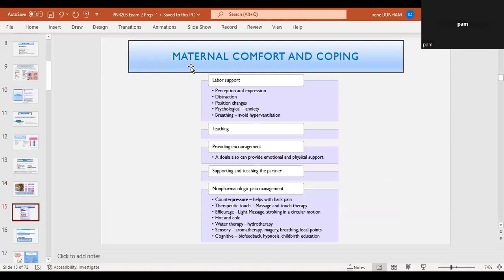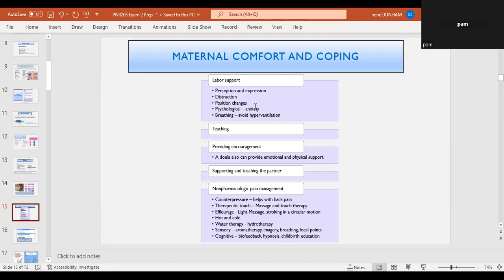Okay. All right, so we have maternal comfort and coping. So labor support. Again, it goes over the same thing I just went over, perception and expression, so according to your patient. And remember, pain is very subjective. So if my patient tells me that at 2 centimeters or even 1 centimeter she's in pain, she's in pain. I respect that. But knowing that she's in the latent phase of the first stage of labor, what am I going to do? I'm going to help her get through by doing those non-pharmacological means of pain relief.